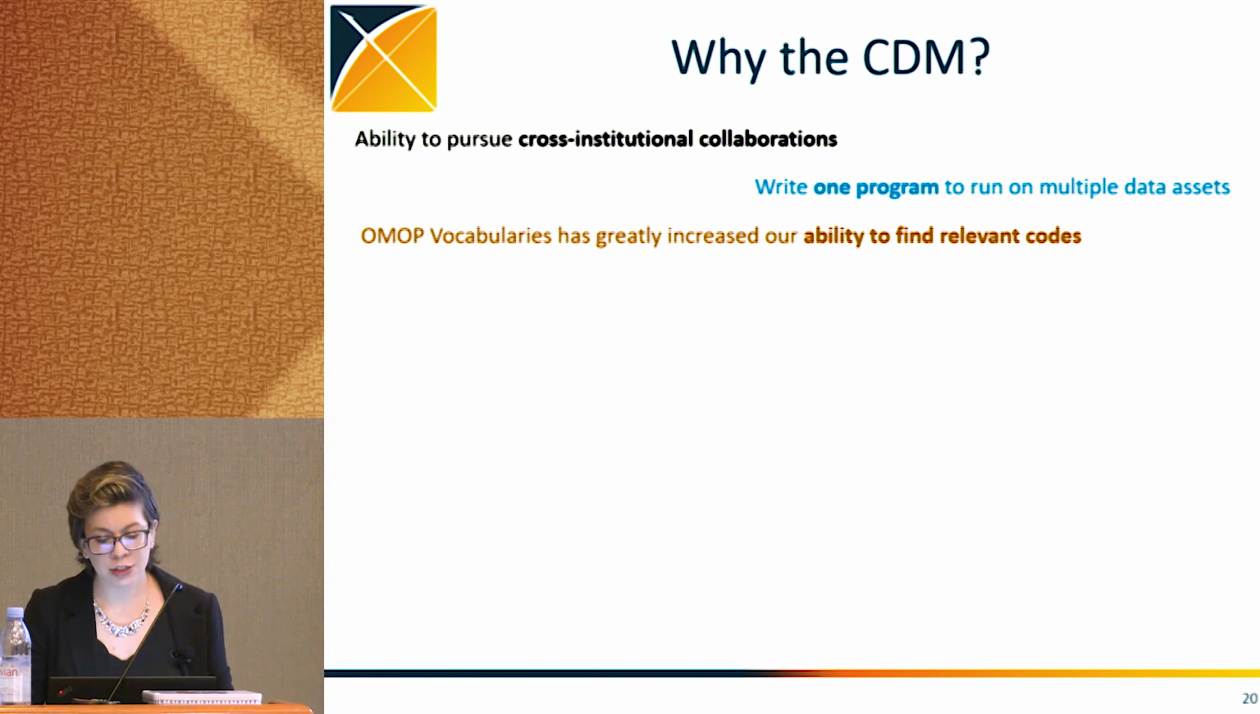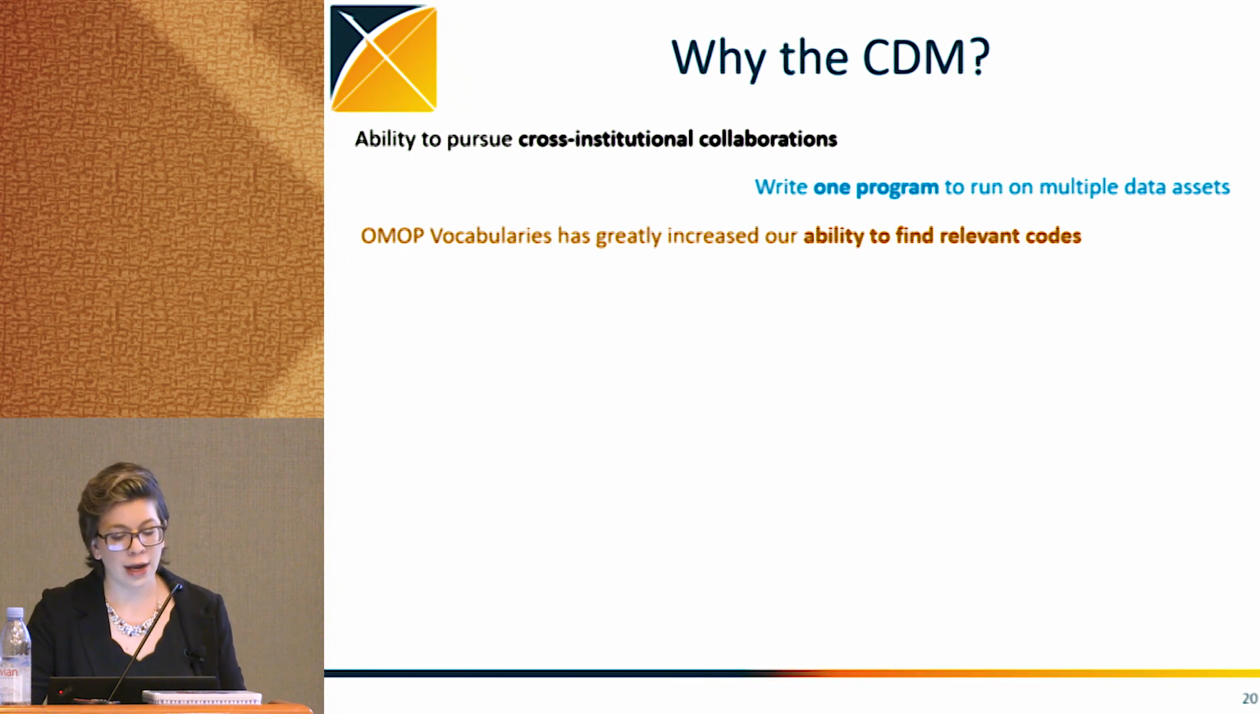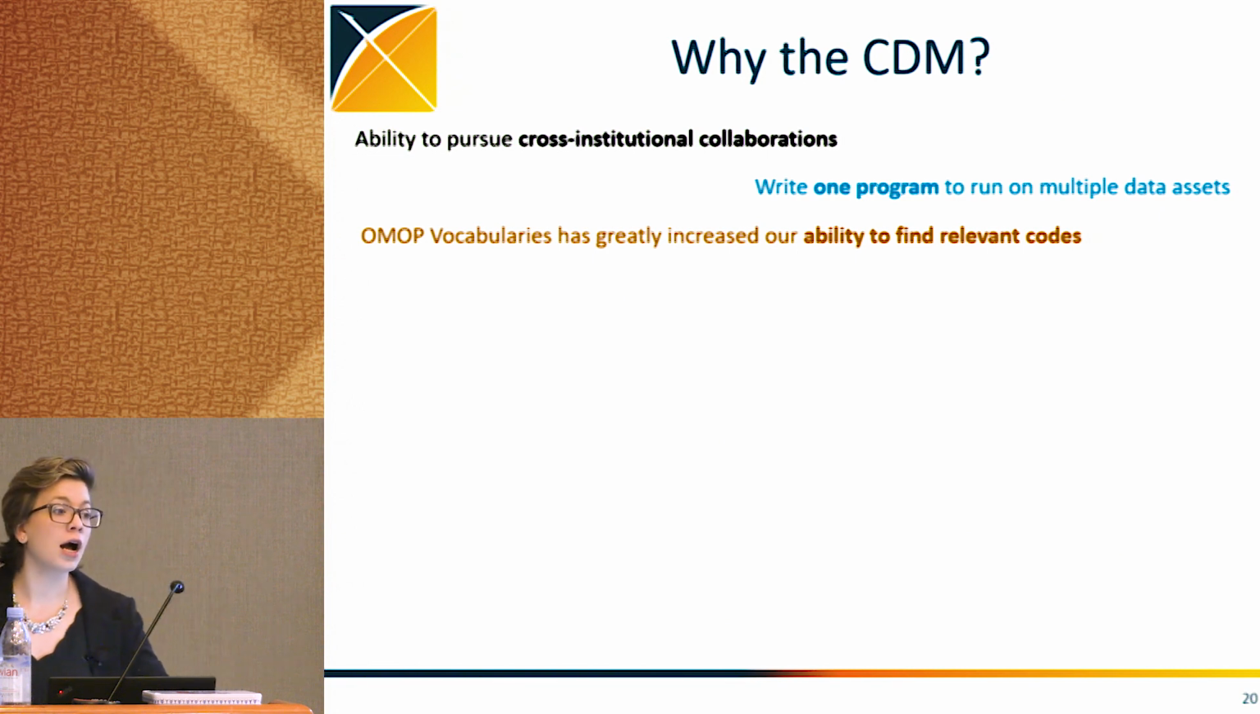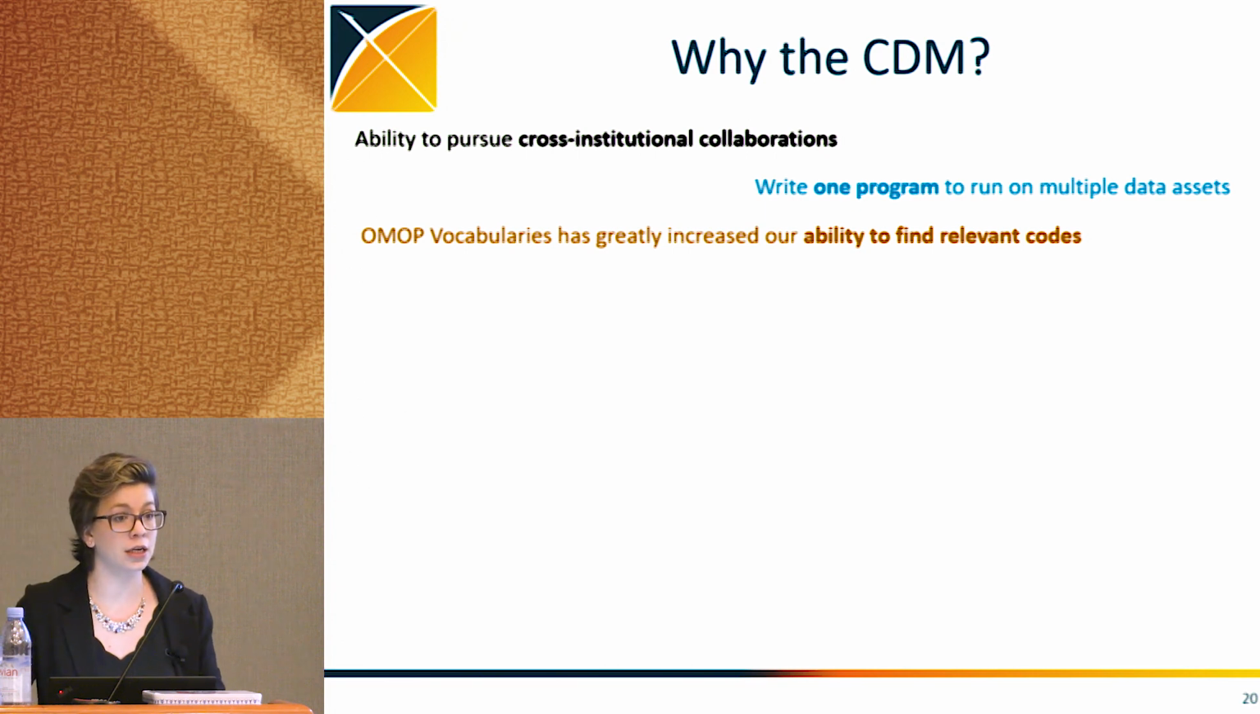The vocabulary has greatly increased our ability to find relevant codes. We're going to talk a little bit about this today when we're doing the mapping exercise, but the vocabulary actually dictates where things go within the CDM. Everything in the vocabulary has a domain, and the domain tells you where that record needs to be put. For example, when you're working in claims data, sometimes in the diagnosis fields there will be procedures. Just because it came across in a diagnosis field doesn't mean we should just put it in condition occurrence.